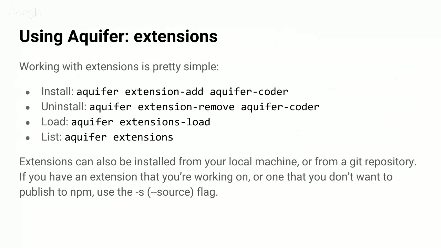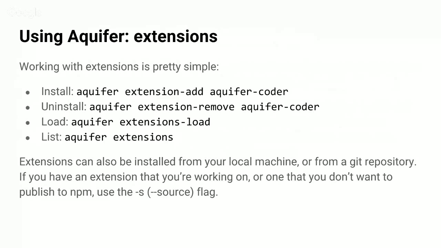We don't want to assume that A, you have an internet connection, and B, you actually want to download the extensions. So it's just a way for users to say explicitly, okay, yes, I do want to install these things that another user has installed. I want those on my machine. And if you want to get a list of your extensions, you can just run Aquifer extensions, and it will spit them all out for you.